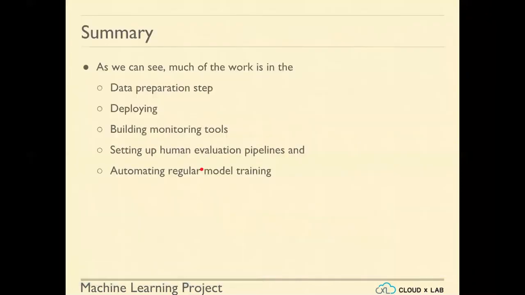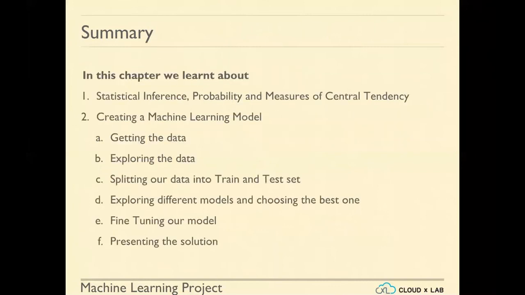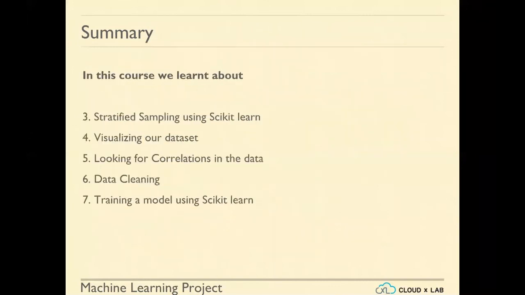So this is what we learned. We did data preparation, deploying, building monitoring tools, setting up human pipelines, and so on. Get comfortable with the overall process. Know three or four algorithms rather than spending all your time exploring advanced algorithms. So spend enough time on the overall process. We learned all of these parts in this chapter.